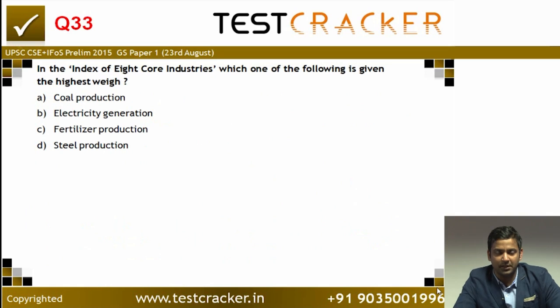Index of 8 core industries, you find this frequently in news. Still I would say this is not an easy question to answer, because you wouldn't be memorizing what percentage is allocated to each of these industries. Right? Most likely you will be familiar with IIP, Index of Industrial Production, and you would know 75% weightage to manufacturing, 10% weightage to electricity, and 15% weightage to mining. That you may remember, but in 8 core industries, what? So I won't say it's an easy question, but something which is frequently in news.